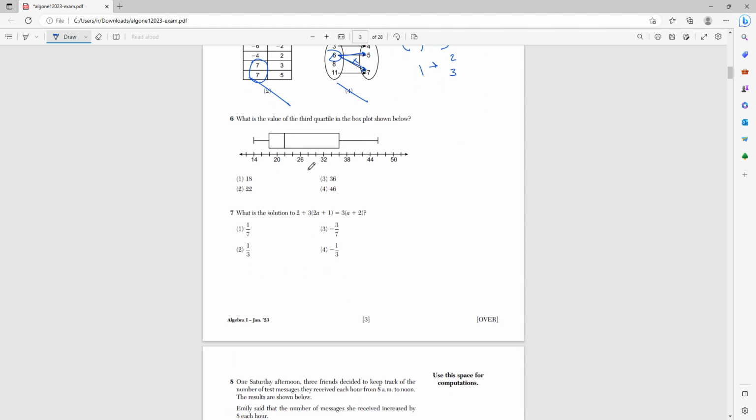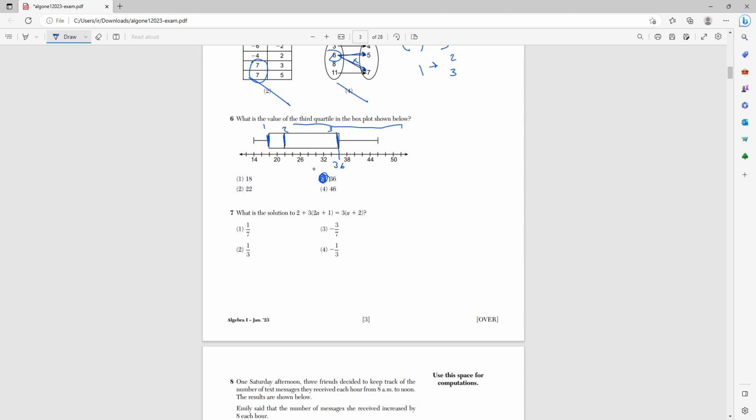Number 6 asks us what is the value of a third quartile in the box plot shown below. So remember that this line is our first quartile, this line is our second quartile, and this line is our third quartile. So if we bring this down, this is 36. So the value of a third quartile is going to be 36, right?